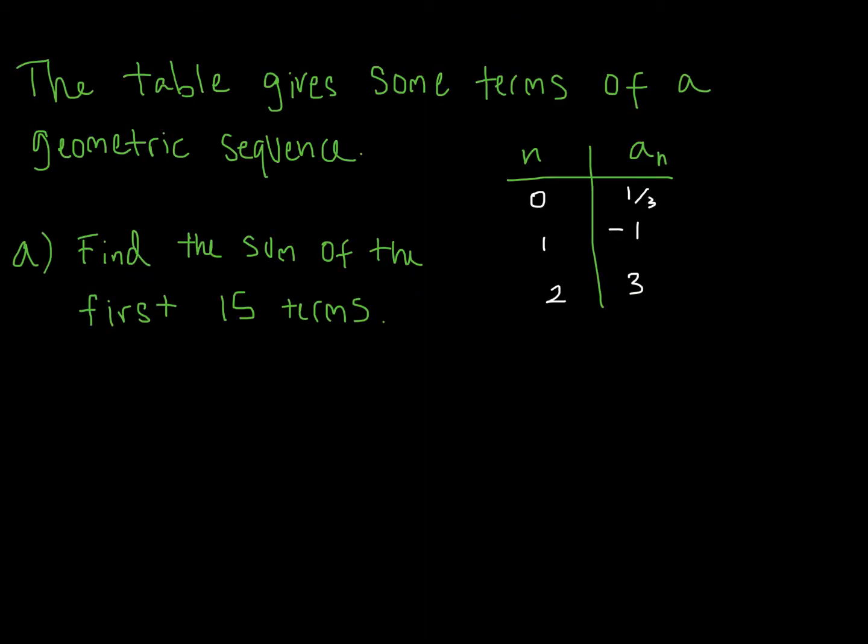The table gives some terms of a geometric sequence, and what you want to do is find the sum of the first 15 terms. So starting with this term and adding them all together all the way down so that you get 15 of them. Go ahead and compute that, and then we've got one more to look at.